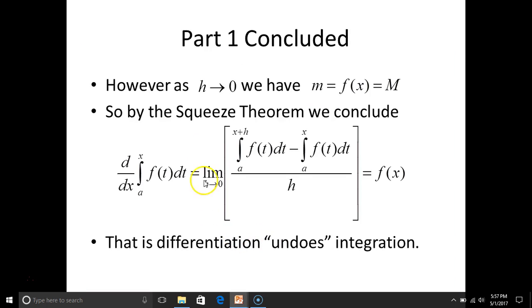However, as h goes to 0, capital M and little m coalesce, and they become one value, because the function is continuous. Therefore, by the squeeze theorem, we see that this limit is nothing more than the function we want. That is, we've shown that the derivative undoes the integration.